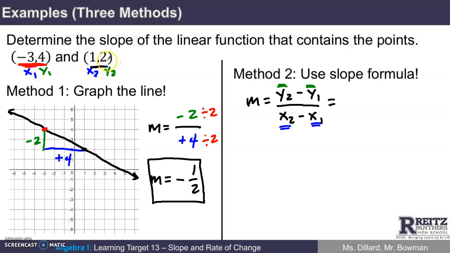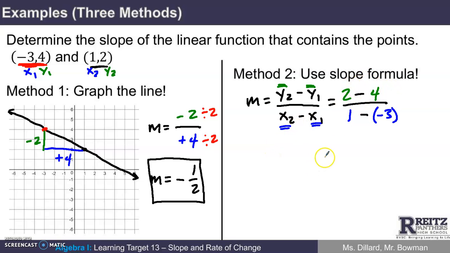So what's y sub 2? It's 2. Minus, now I need y sub 1. Y sub 1 is 4. And I need that all over x sub 2 minus x sub 1. So x sub 2 is 1, and x sub 1 is a negative 3, and I need to make sure I put that negative 3 in parentheses because I need that negative sign to apply to it.